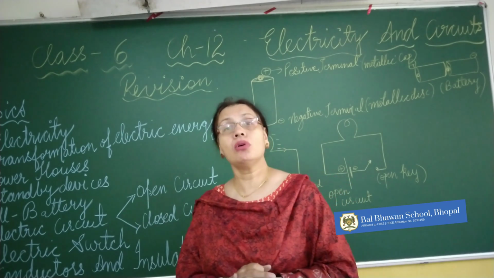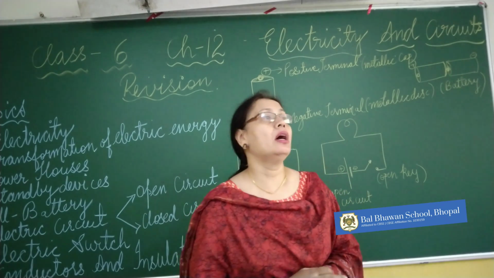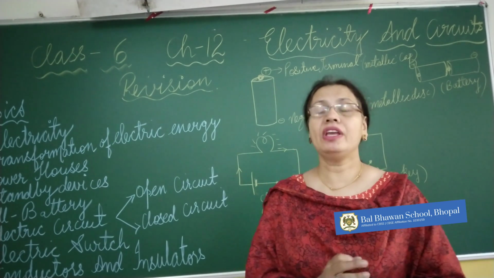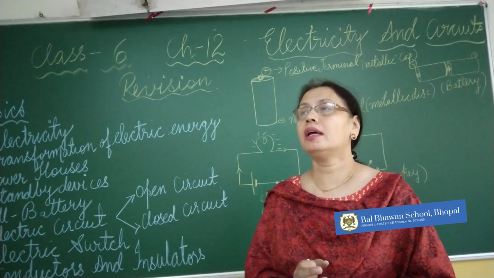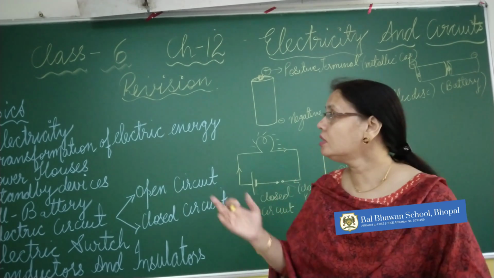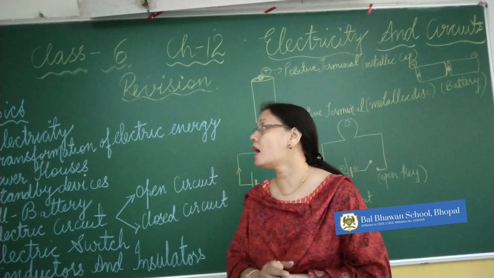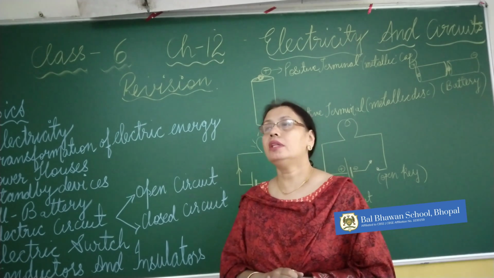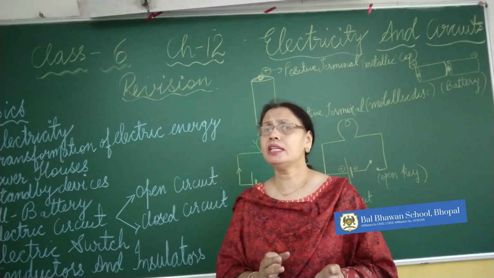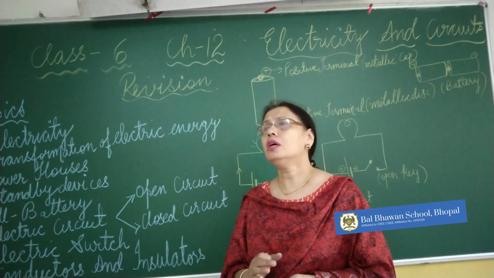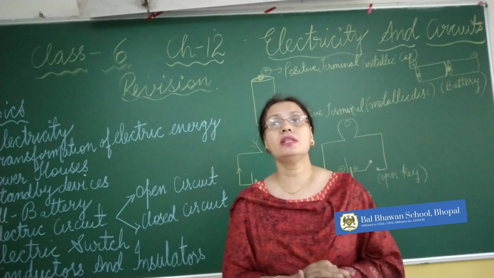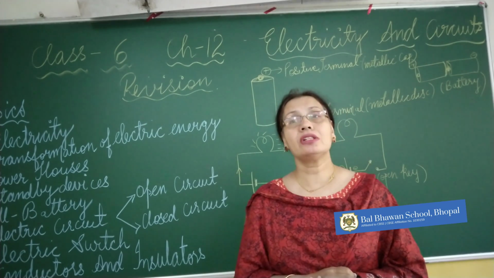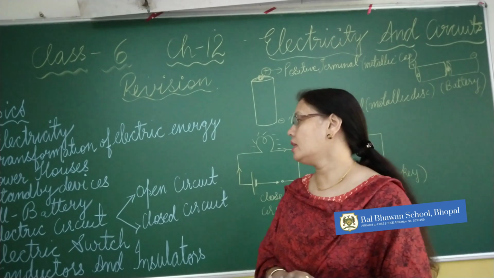Then electrical energy also changes into heat energy. We have devices such as microwave, oven, toaster, griller and induction plate. All these devices are changing electrical energy into heat energy. Then electrical energy into temperature, that is for cooling. We have devices such as ACs and refrigerators which are changing electrical energy to heat energy.